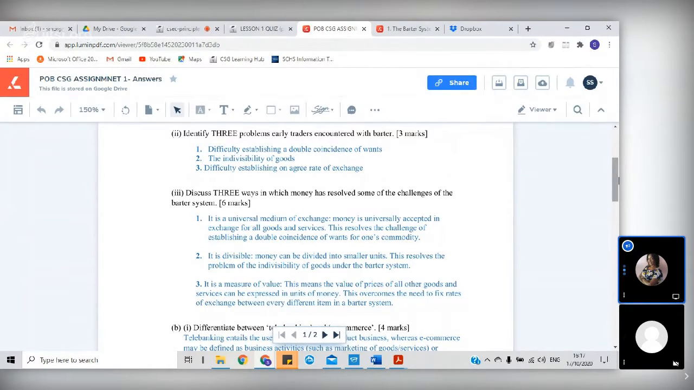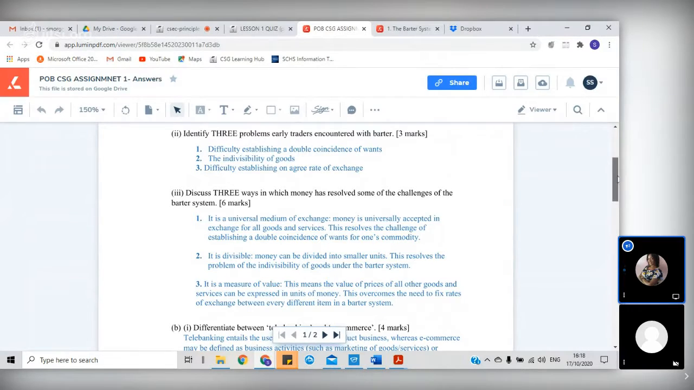The next one was indivisibility of goods. It would be difficult to divide the goods in order to provide, for example, change. So that was a huge problem. And the final one I have here was difficulty in establishing an agreed rate of exchange. How do we determine how many chickens a cow is worth, or how many bananas a machete is worth? So those are the problems that were encountered, and that would have gained you 3 marks.